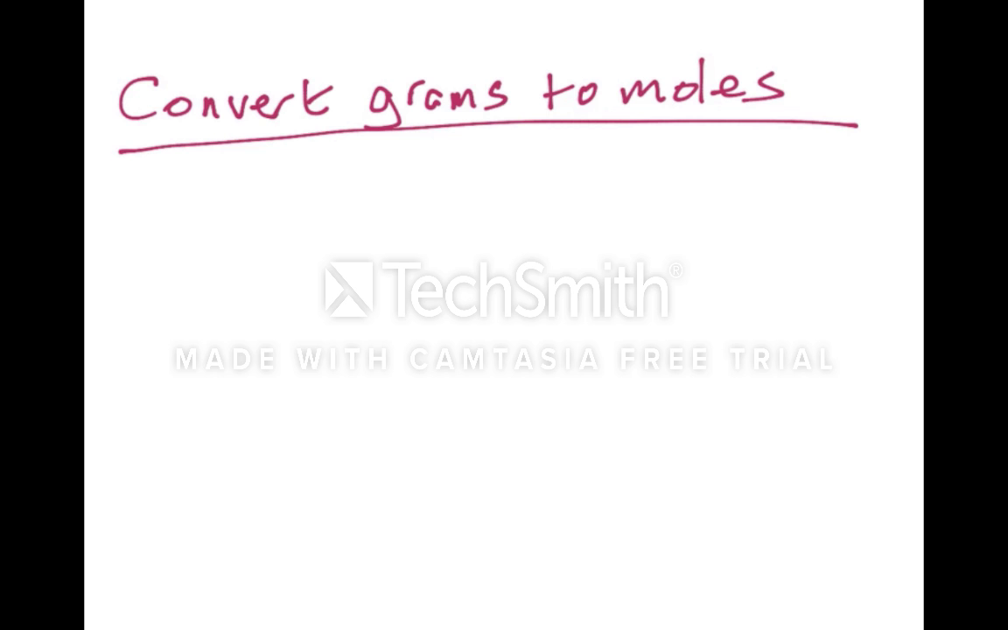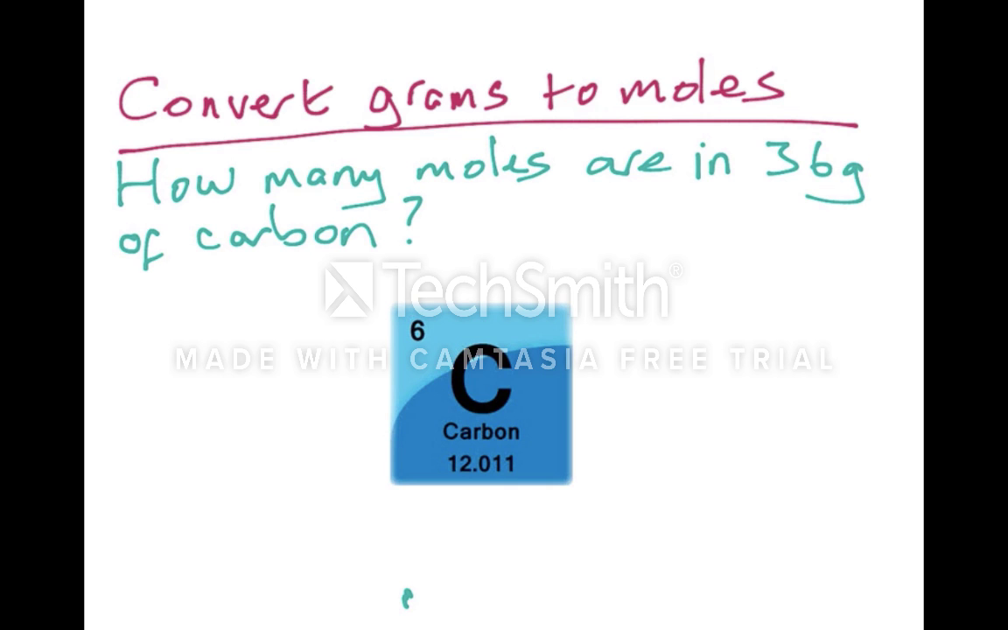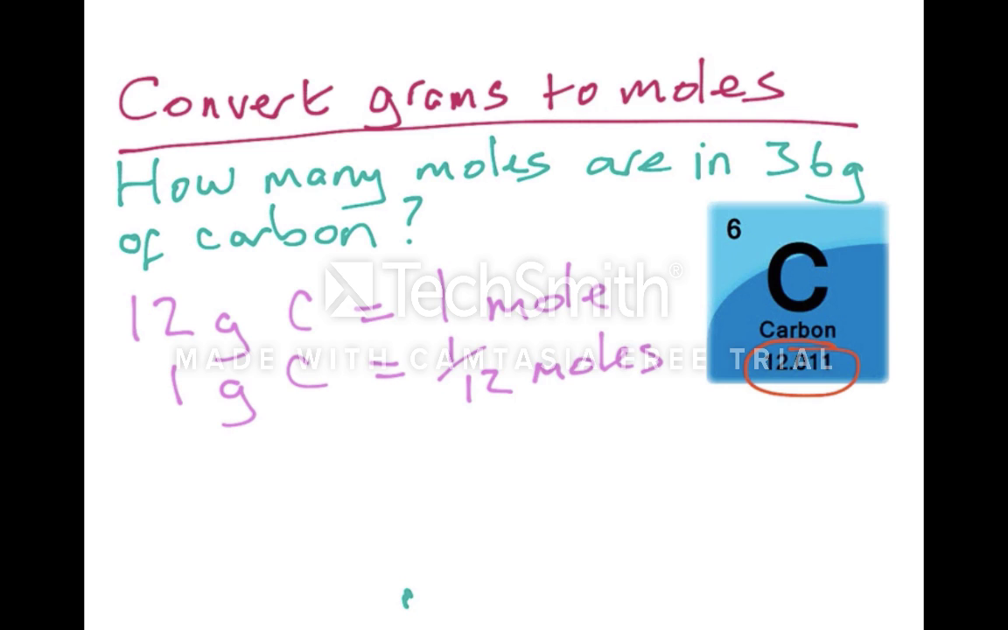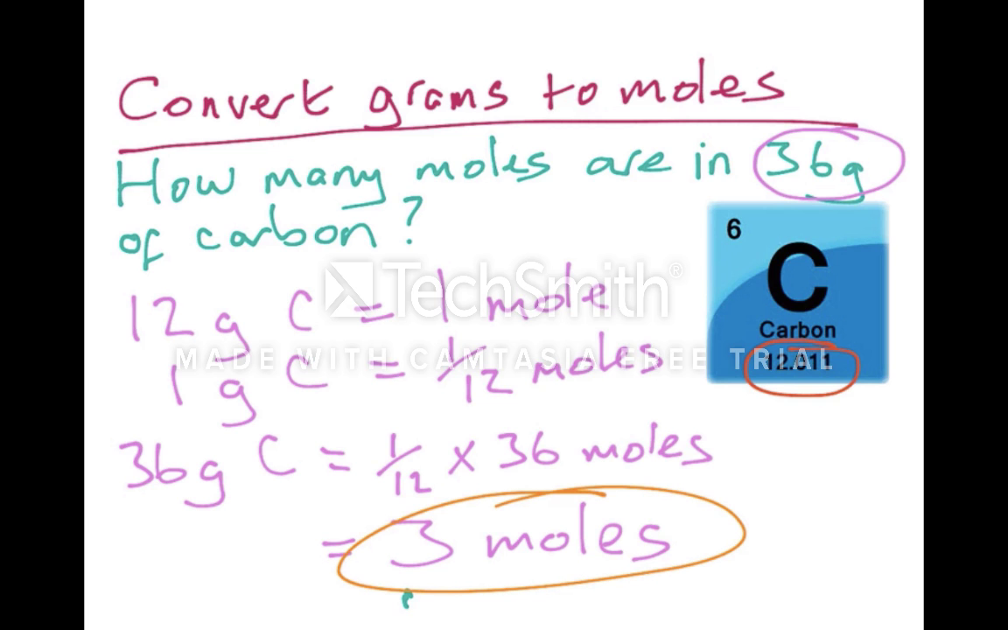In our next example, we'll look at converting grams to moles, so going the other way. So how many moles are in 36 grams of carbon? So again, you go straight to your periodic table and you see that 1 mole of carbon weighs 12 grams. So 12 grams of carbon equals 1 mole. 1 gram of carbon equals 1 over 12 moles. 36 grams of carbon, which is what you're asked for, equals 1 over 12 by 36 moles, which is 3 moles. And that's your answer. We're going to look at a lot more of these examples in the worksheet at the end of this presentation.